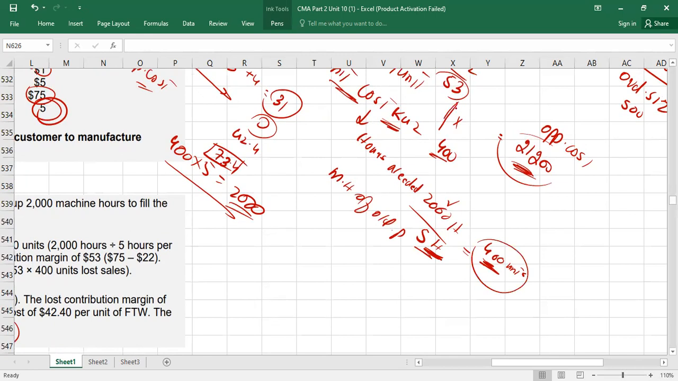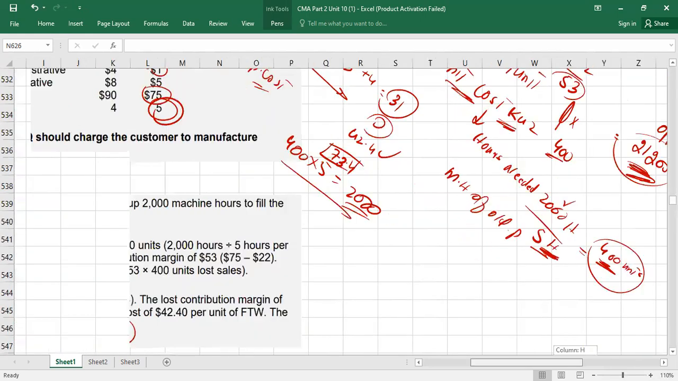This unit loss you should multiply with the unit contribution margin, so you will get the total opportunity cost. And this total opportunity cost you have to divide by the new order units. You will get the per-order cost, and then you will add it here. Understood? So this is how you will work with it. I hope it is clear now, guys.